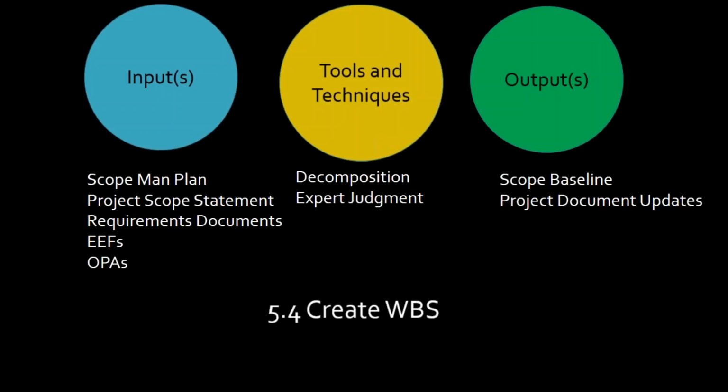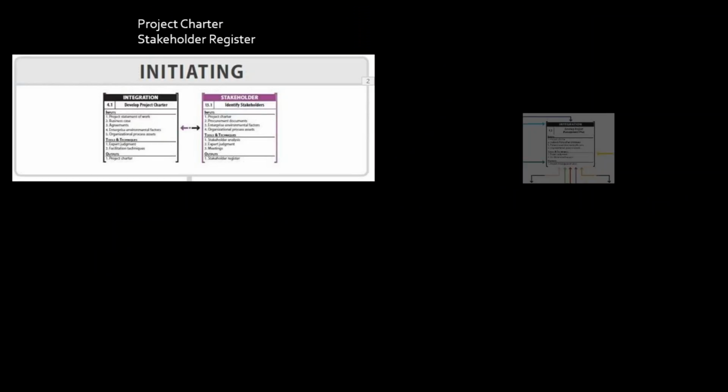The output is the scope baseline, which has those 3 elements, and project document updates, the first of the progressive elaboration. Okay, so here's where we've got to so far.